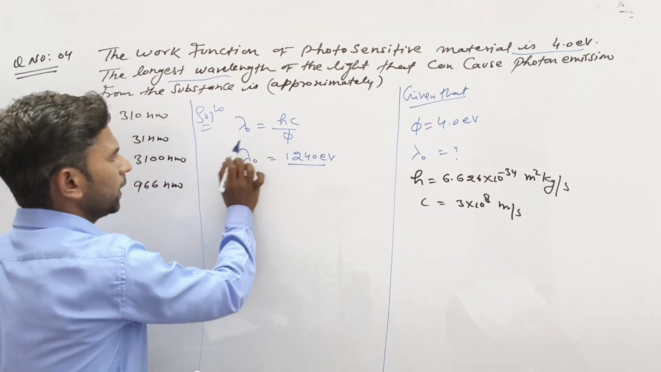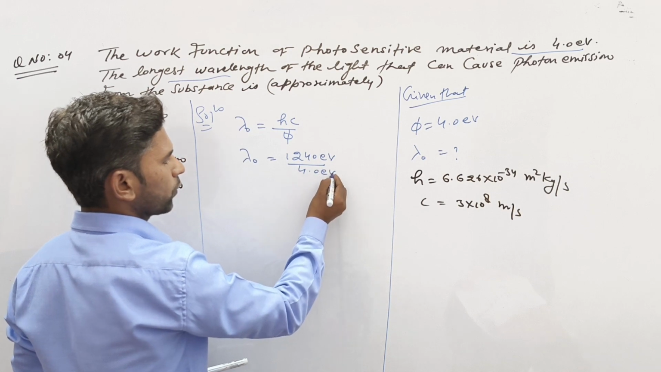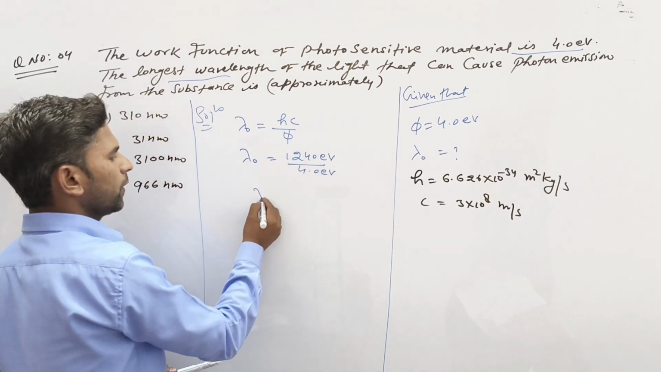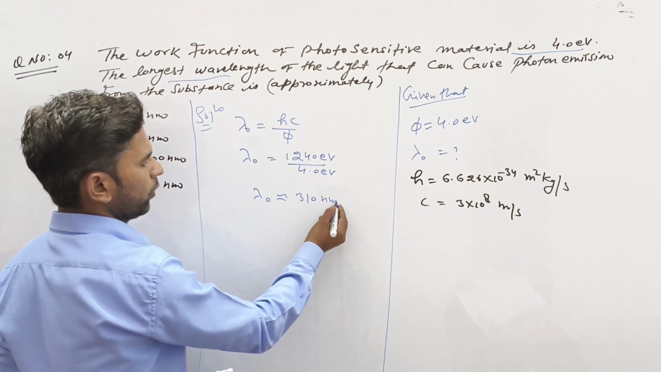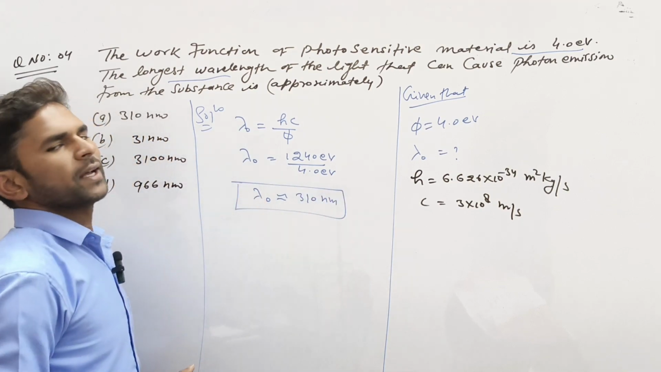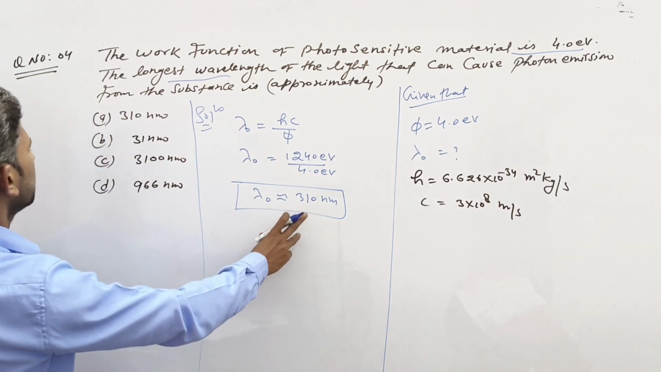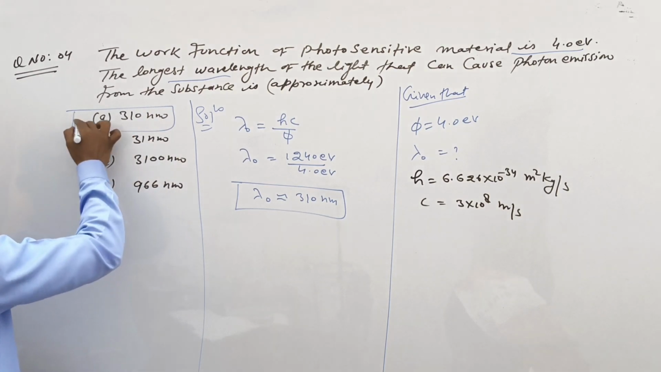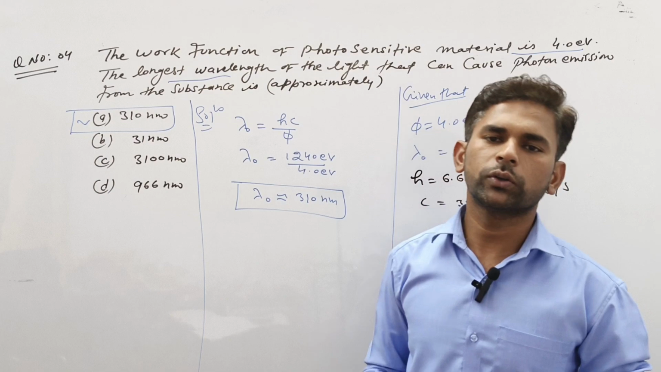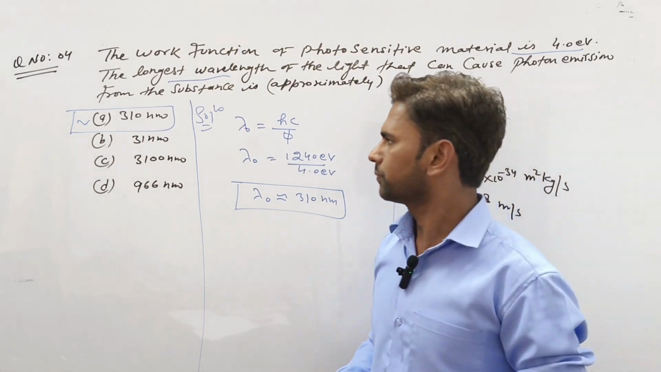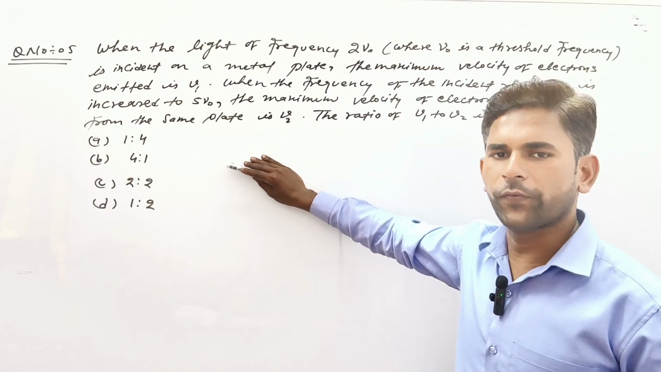This is your work. So what is the value of phi? 4.0 electron volt. So you can solve it, and you will get the approximate answer 310 nanometer. This is your final answer. Which option is correct? You can check 310 nanometer. That is option A, the right answer of this problem. Now we are going to discuss the next question. Now we are going to discuss question number 5 from the same chapter, dual nature of radiation and matter.